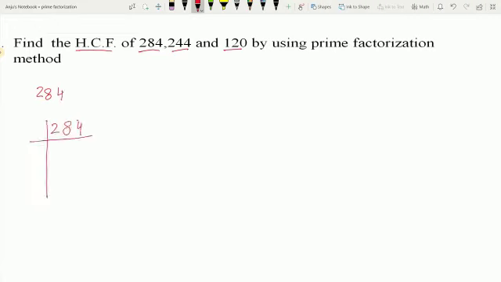Here 284 is an even number, so we can divide it by 2 as 2 is the smallest prime number. So let us divide. 2 ones are 2, 2 fours are 8, 2 twos are 4. Now 142 is an even number, so it is divisible by 2. So here we write 2 sevens are 14, 2 ones are 2.